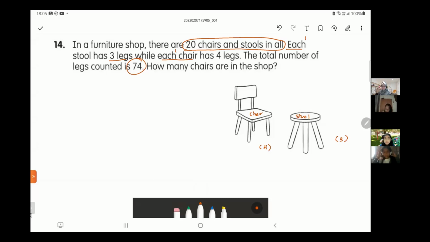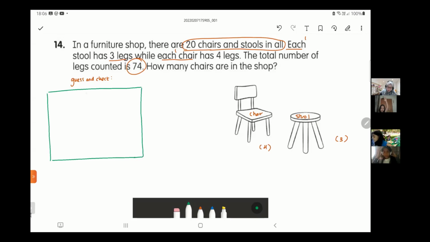Okay, so you know that this one you can use guess and check, or you can also use supposition. All right, there's 2 methods to do this question. For guess and check, this is how you do it. You're gonna draw out a table that has 3 columns. Okay, just like that. Cut it up into 3 columns. One is for chair, one is for your stool, and one is for your total legs.